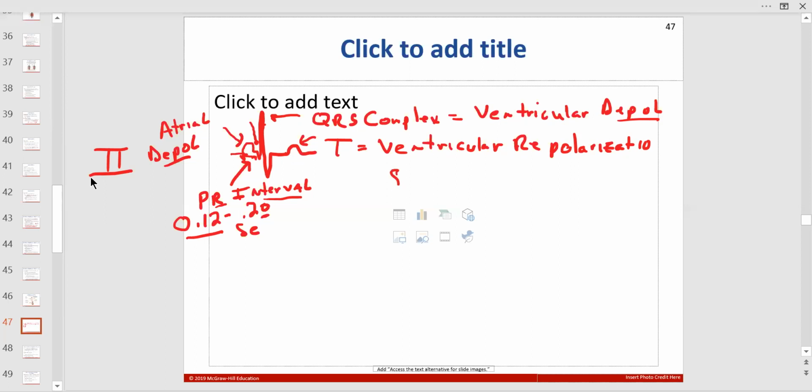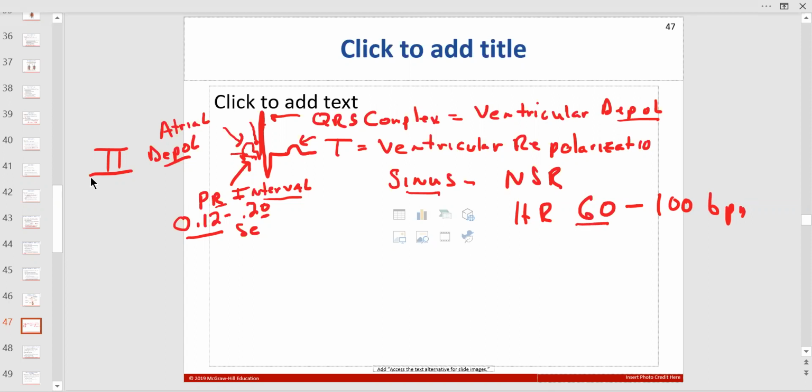It's sinus rhythm. Sinus rhythm means it's got a sexy P wave, therefore it's coming from the SA node, which is exactly where you want it to come from. And we call that normal sinus rhythm. And the heart rate should be between what? 60 to 100 beats per minute. If it's below 60, technically that's sinus bradycardia. If it's above 100, it's sinus tachycardia.